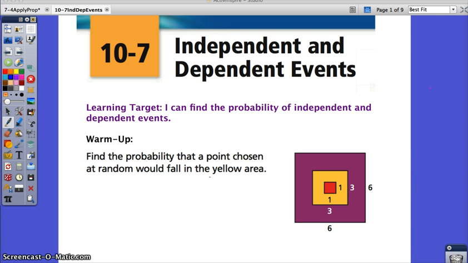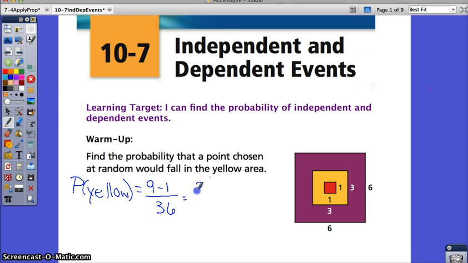So with this warm-up, you're finding the probability that a point chosen at random would fall in the yellow region. So we want the probability of yellow. When you look at the yellow region, you have to make sure that you don't count the red region as part of the yellow. So the yellow square would be an area of 9, 3 times 3, but you have to subtract out the red, 1 times 1, over the total area. It's a 6 by 6 square, so it's 36. So the probability of yellow would be 8 out of 36.